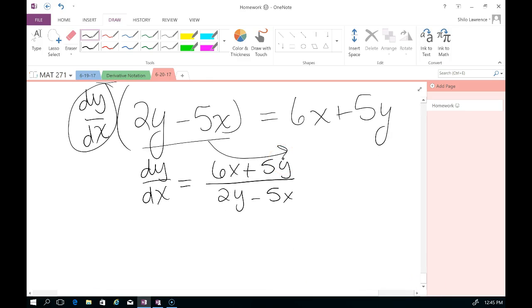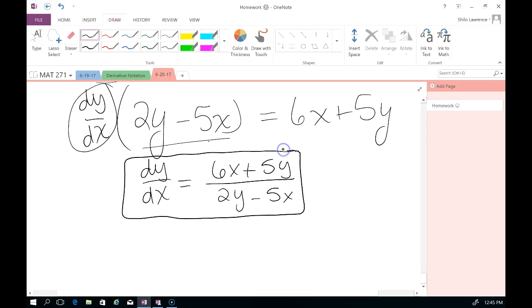And we don't need to worry about replacing the y like we did earlier. We only did that earlier just so we could compare our explicit and our implicit answers and show that they came out the same. So this is a perfectly acceptable final answer. So we've solved for dy dx implicitly.